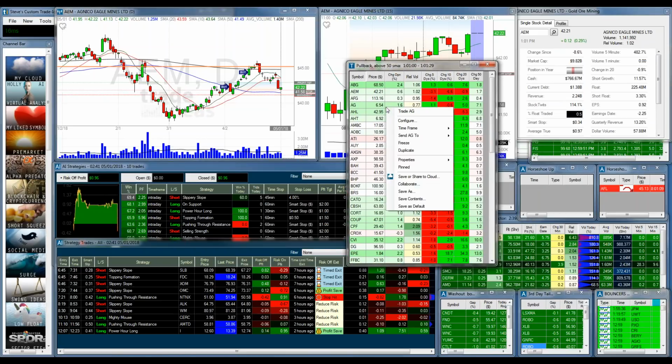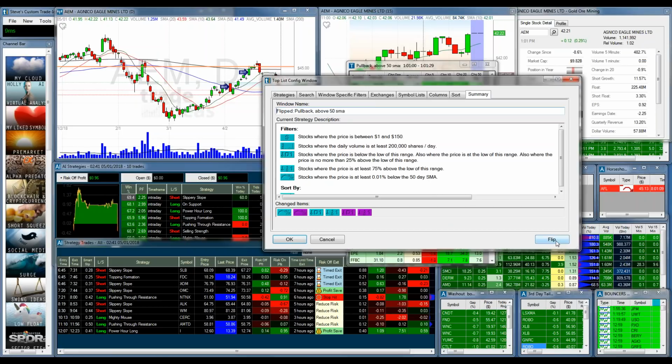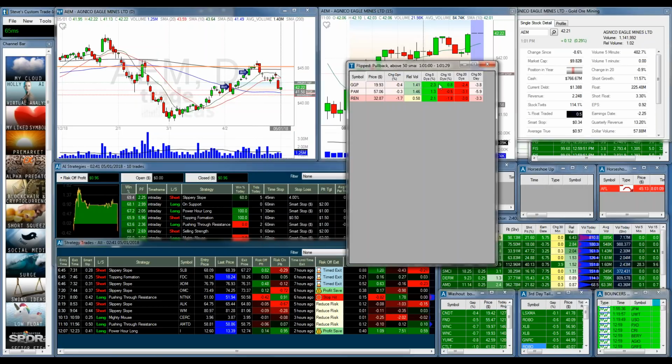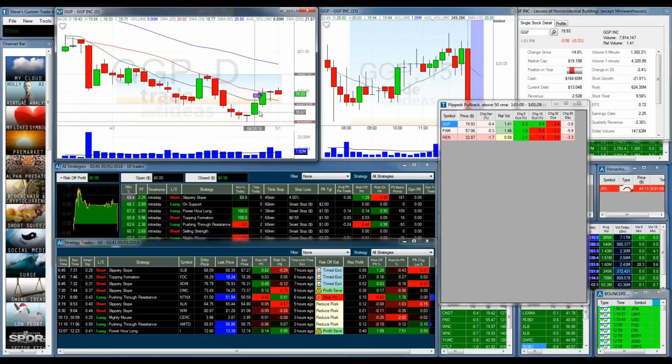Well, let's see if we can figure out how to do that. It's pretty simple. We're just going to go to configure. Remember, these are the bullish filters that we're working with here. All we're going to do is click flip, and flipping that upside down gives us this now. What's going on here? GGP just bounced up to its nearest 50.